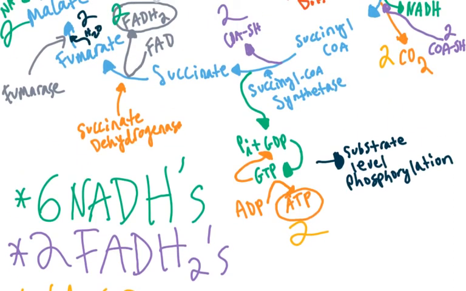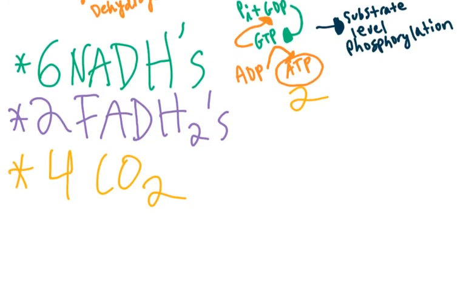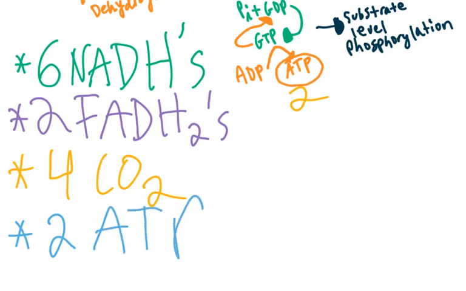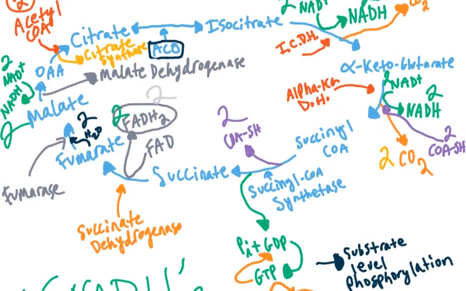Oh, right here, this is really important. We make 2 ATP molecules via substrate level phosphorylation in the Krebs cycle. So we make some energy here also. All right. Okay, so let's go and write that down also. So we make some ATP. Okay, so we make 2 ATP molecules also in the Krebs cycle. All right, so let's see if we're forgetting anything else.